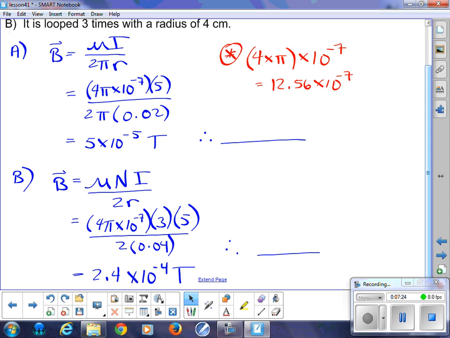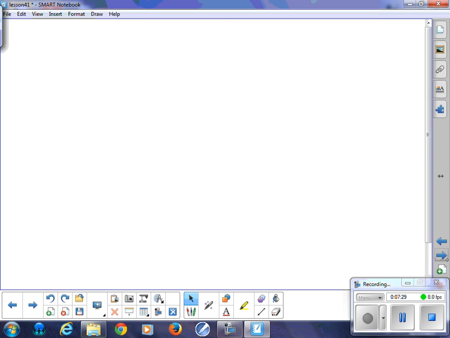All right, make sure you're using your EXP button again, and like I said, check to make sure you can get those with the calculator. So you move on and get those finished up.